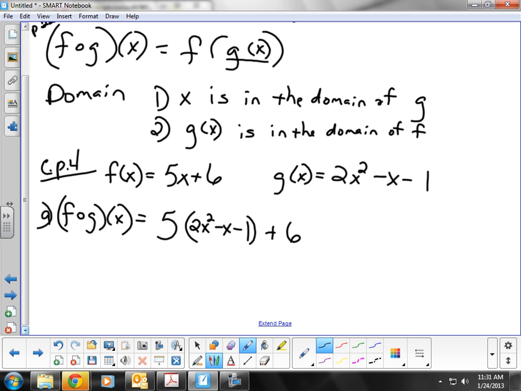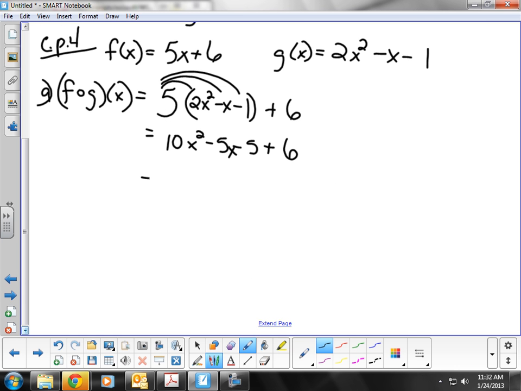Now, when I simplify this, I am going to multiply, but I'm just going to distribute that 5. So I get 10x squared minus 5x minus 5 plus that 6. That wasn't multiplied by an x, so I don't do anything to it. I just write it down. Everybody see what I did? And then when I combine like terms, that's 10x squared minus 5x plus 1.